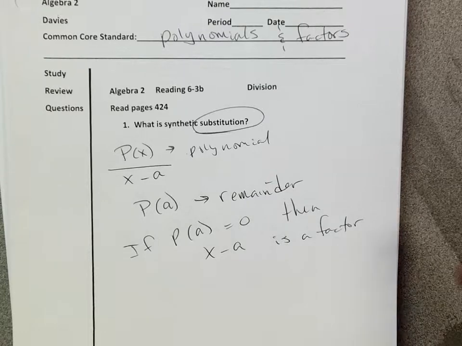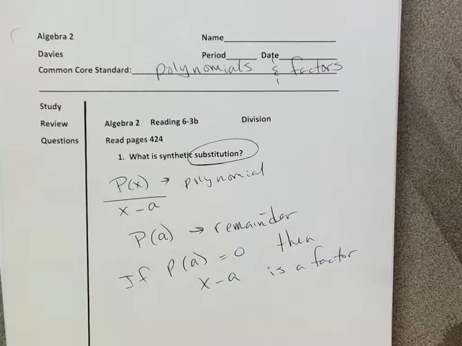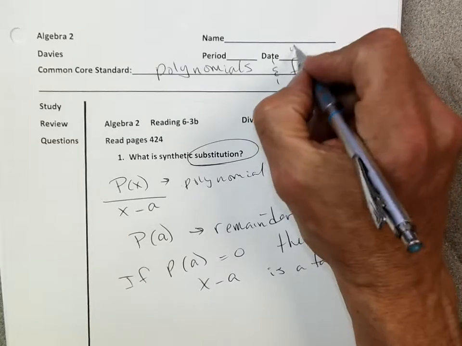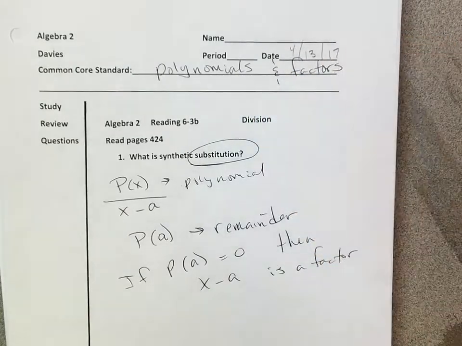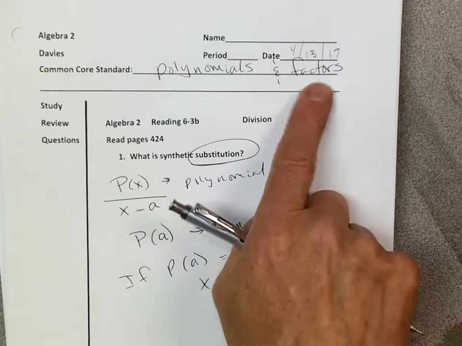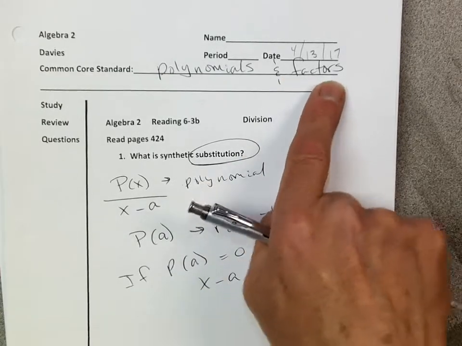Okay, so here we go. Today is 4/13. And today, again, we're talking about polynomials. Remember, polynomials are all those crazy little x cubes, x squareds, x fours. They have those curvy graphs. But specifically, we're talking about factors, whether something's a factor or not, okay?